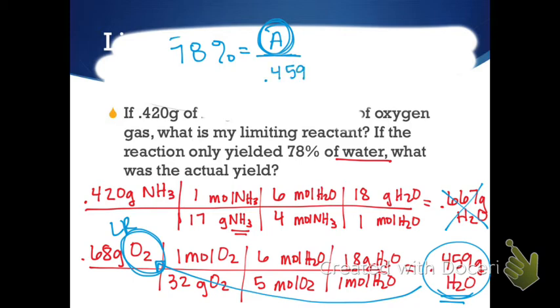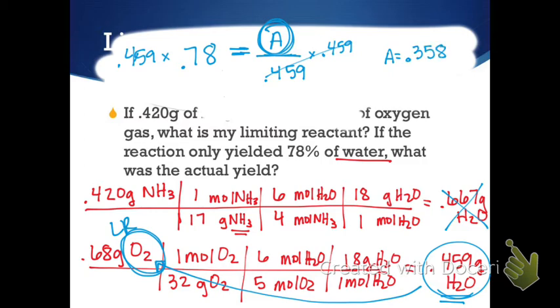And then there's one other thing that we need to do with that 78%. It's got to be a decimal. Before you even plug it in as a percent, I would just go ahead and make it a decimal. 0.78 equals actual over theoretical. And then to solve for that A, am I going to do 0.78 divided by 0.459? No, I'm multiplying by 0.459 on both sides because I want to get A by itself. So times 0.459. I take that times 0.78 and I get an actual yield of 0.358 grams.